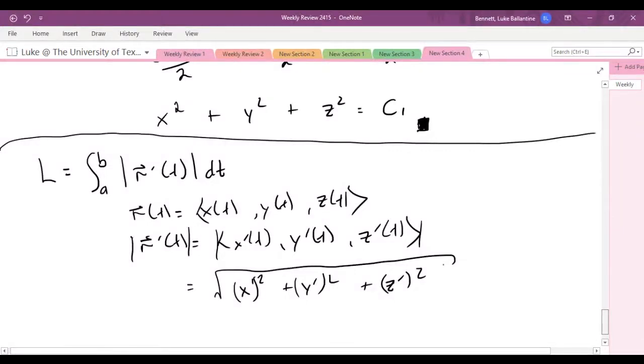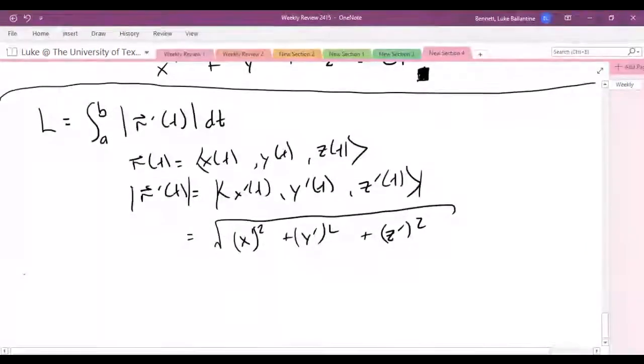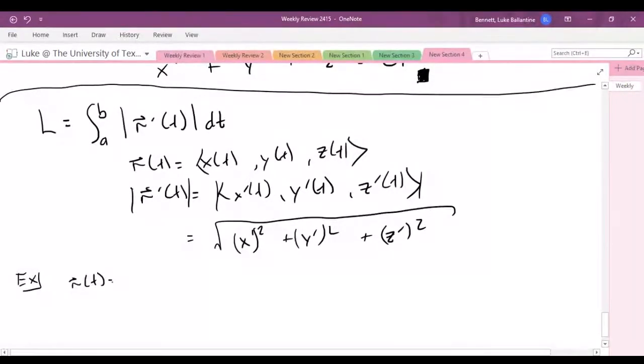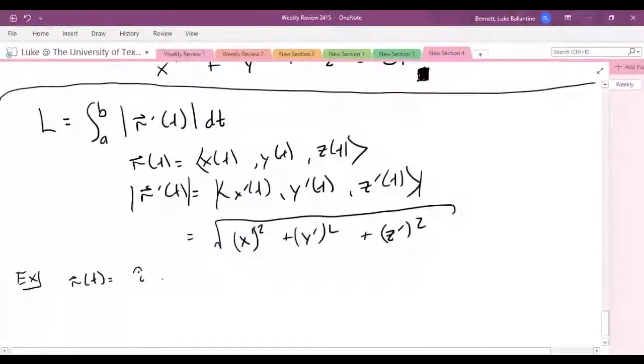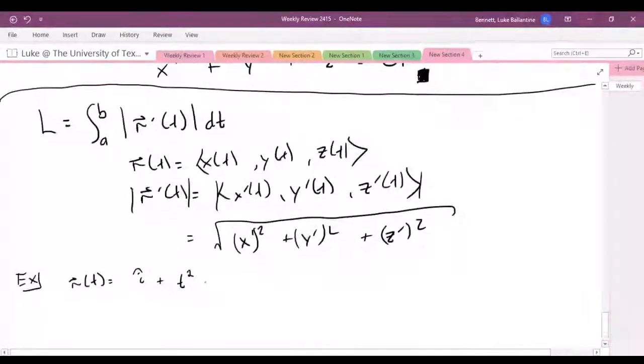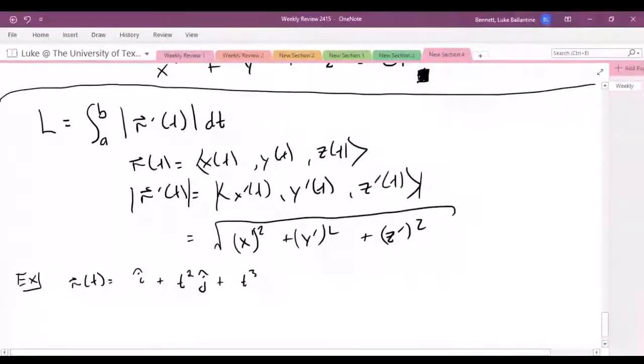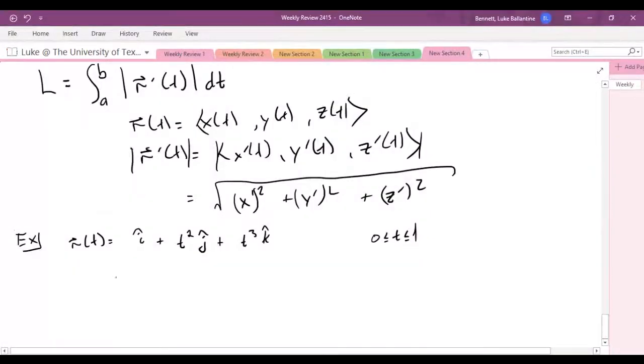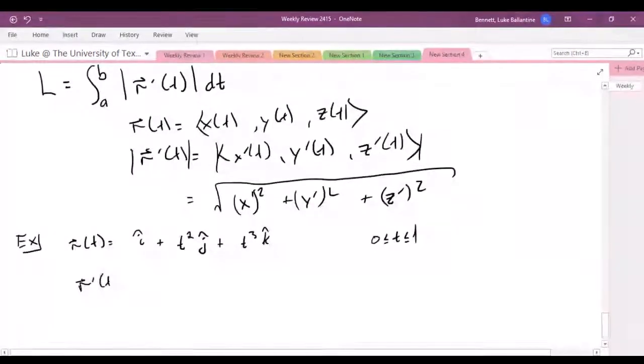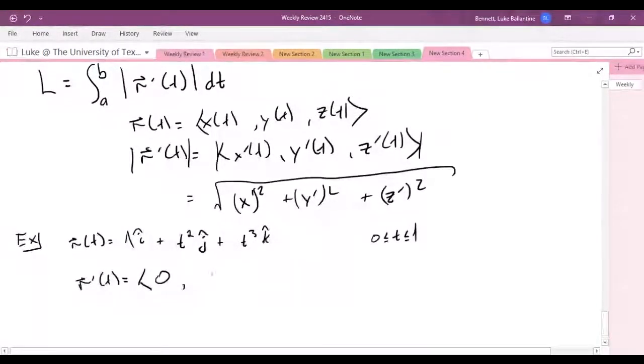So let's do an example. We have R of t equals i hat plus t squared j hat plus t cubed k hat, and we want the length between 0 and 1. Okay, so first I calculate R prime of t. Well, the derivative of 1 is just 0. Then we have 2t. Then we have 3t squared.